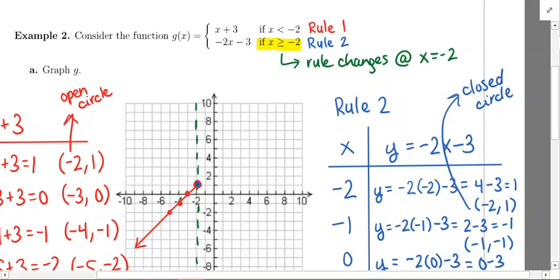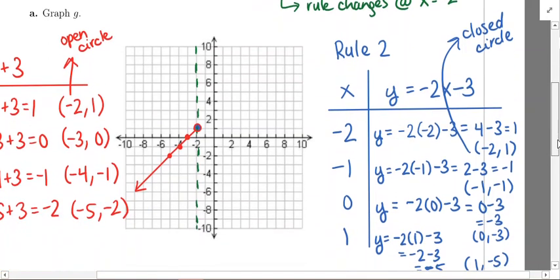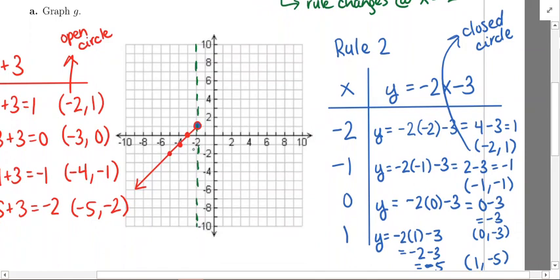And then remember, everything else will be closed for rule 2. So we're going to plot -1, -1, and then 0, -3, and then 1, -5. Okay, so you can see the line forming. We're going to go ahead and connect the dots.